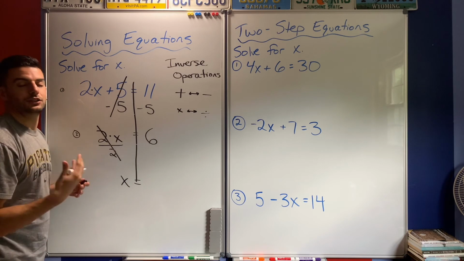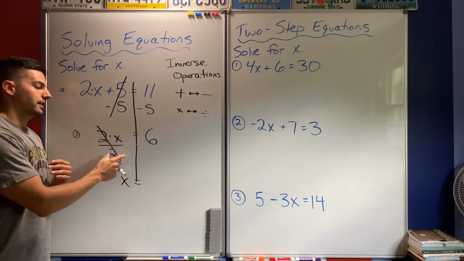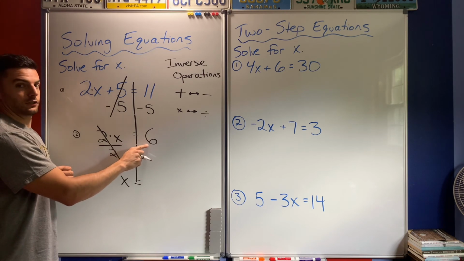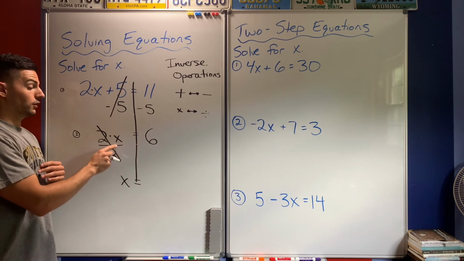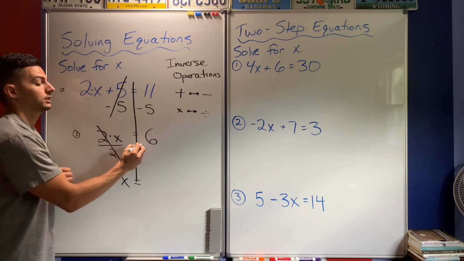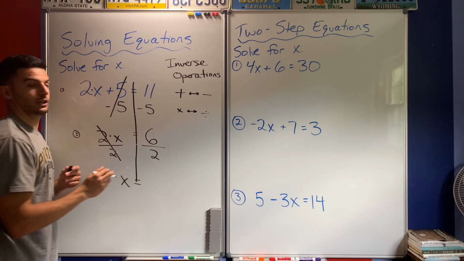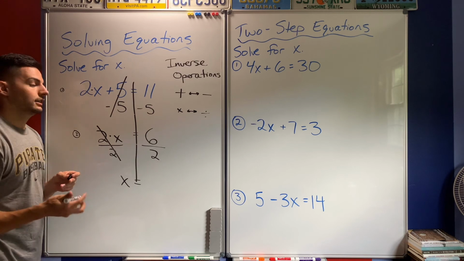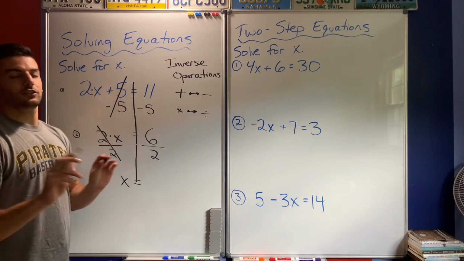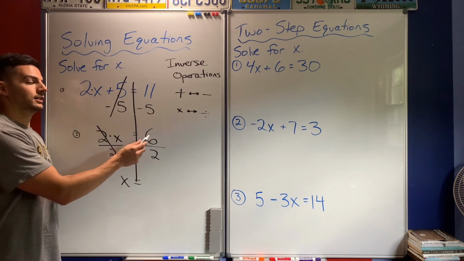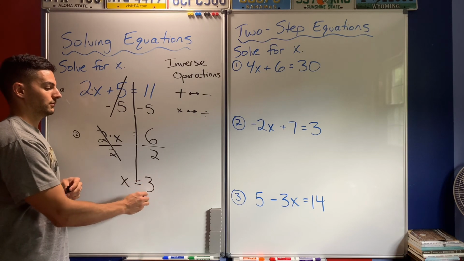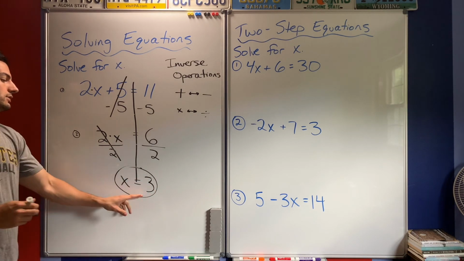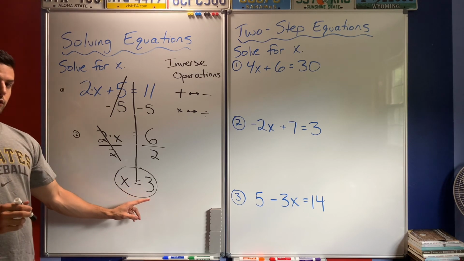But again, your rule with algebra: what I do to one side, I have to do to the other side. So if I have 6 over here, I have to do the same thing. Over here, I divided by 2, so I have to divide by 2 over here as well. 6 divided by 2. Some kids aren't great with times tables, and that's totally fine. Just bust out your calculator. 6 divided by 2 is 3. There we go. Awesome. So the value of x is equal to 3.